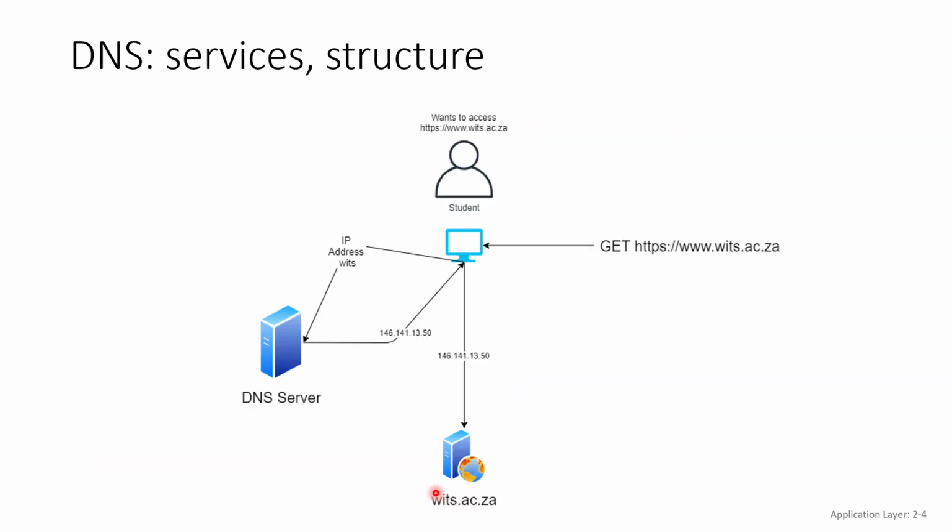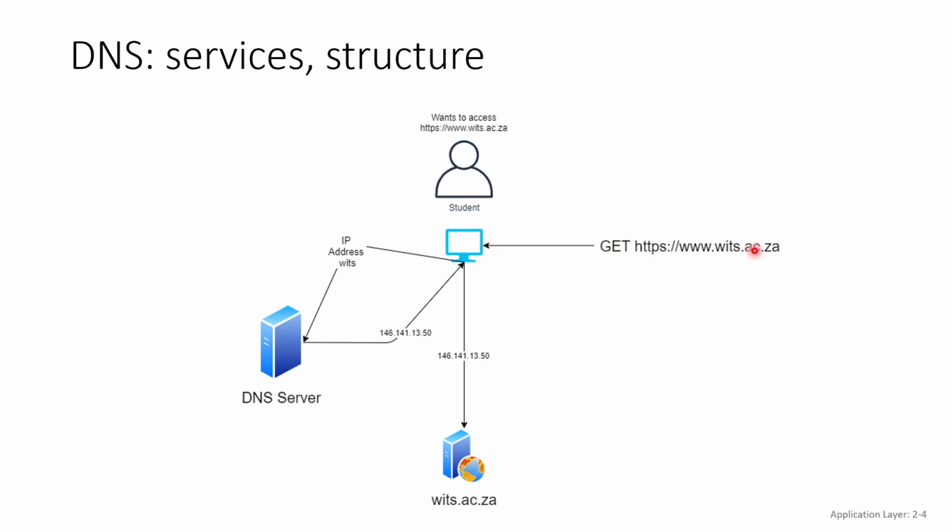All right, so I drew this little picture to show you basically how the domain name system works, right? So let's assume that we are a student and we want to get to wits.ac.za. So what we do, we type in www.wits.ac.za. That's what we type on our computer. We say, go and get wits.ac.za. I don't care where it is, I don't care what the IP is, just go and get it.